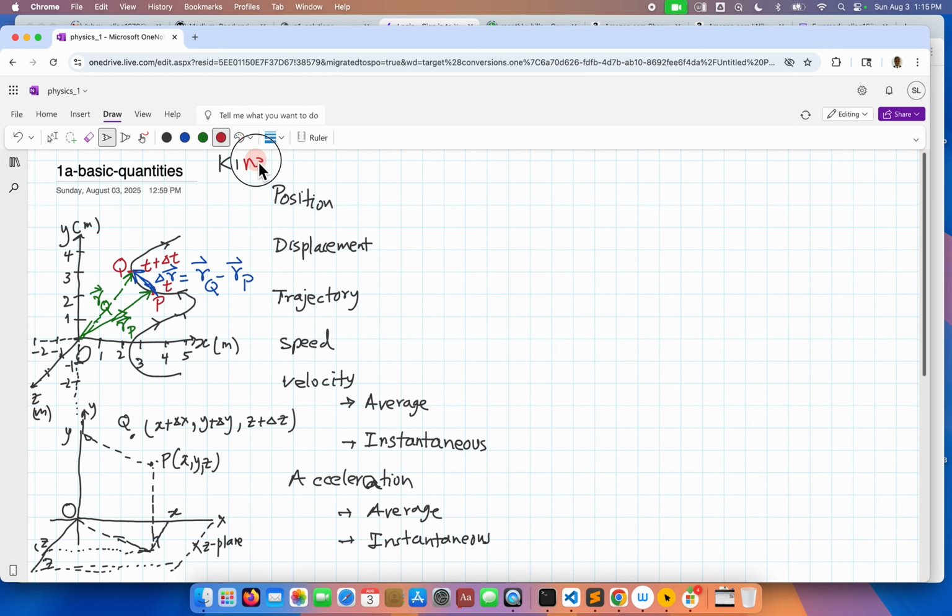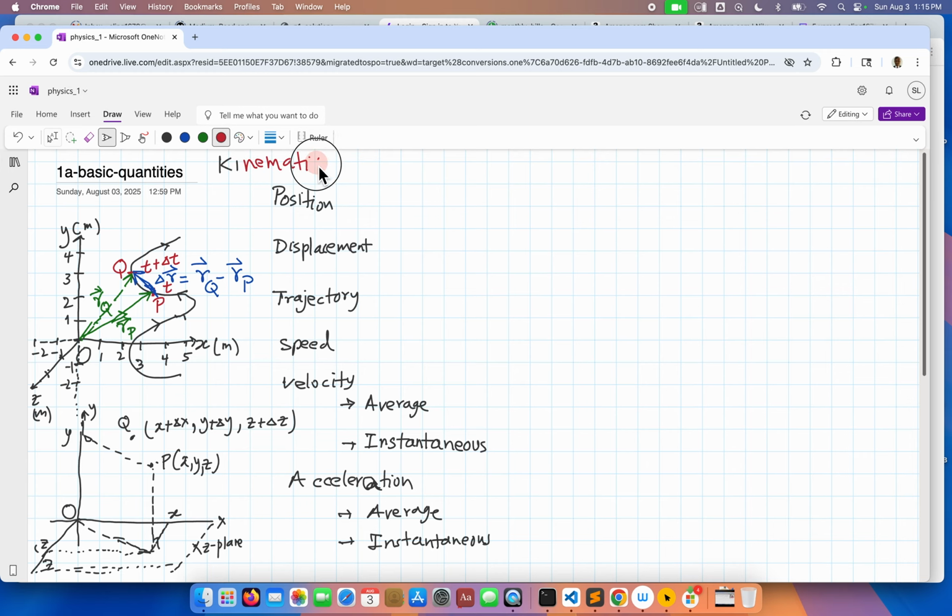Kinematics, like study of just motion, how you describe motion, things like that. So here is, say, some point particle, a point object moving along this path. So this path is what is called trajectory. So this is trajectory.